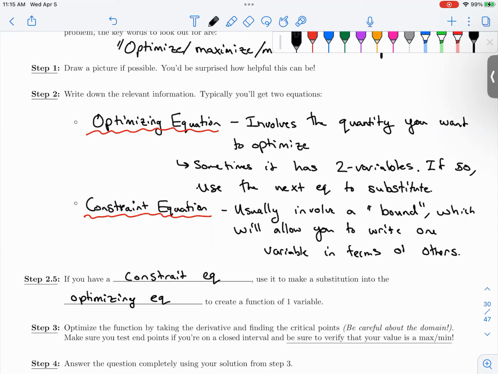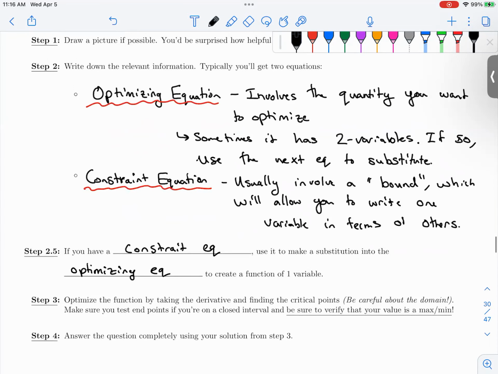Step 3. So now, ideally, after step 2 or 2.5, your optimized equation should be only one variable. And if that's the case, you're going to optimize it by taking the derivative and finding the critical points. First or second derivative test works. First or second derivative test is fine.